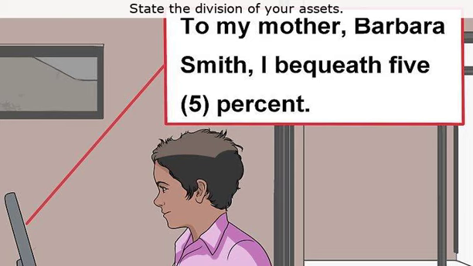Wills that unnaturally dispose of the testator's assets should always be overseen by an attorney. Unnatural disposition includes cutting your family out of the will, giving all of your assets to someone that is not in your family if you have living family members, and giving your assets to someone that you have not known for very long.